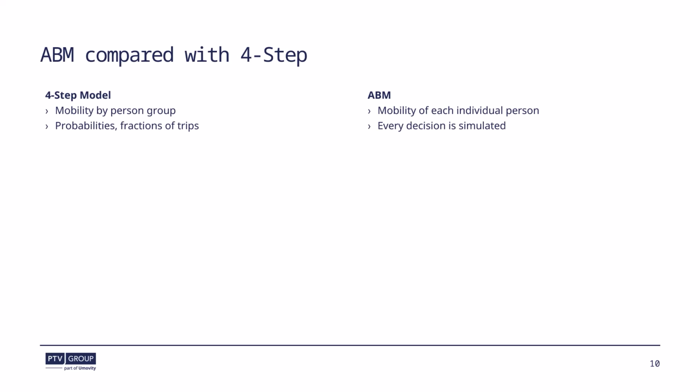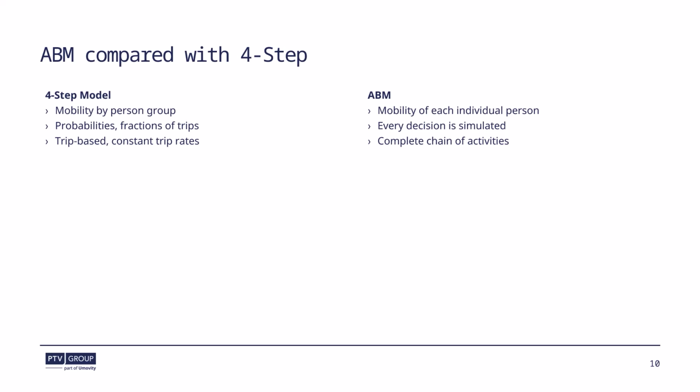In a four-step model, we calculate probabilities, and the result consists of fractions of trips. So, for example, only 30% use car and 70% use public transport. In an ABM, there's always a concrete decision. The decisions are simulated, and one person decides 100% for this or for that alternative.